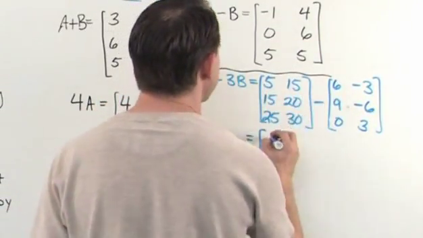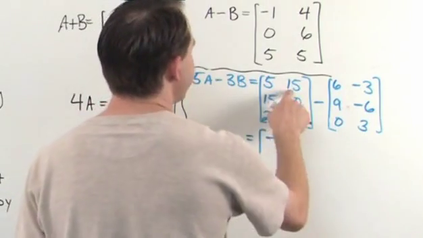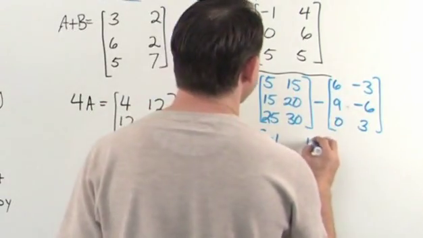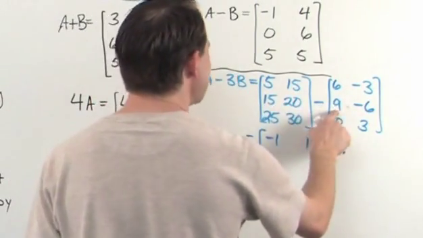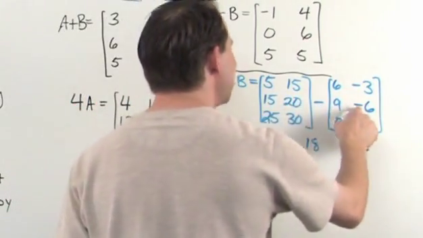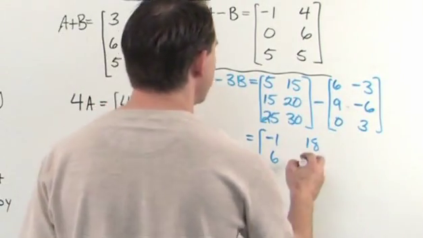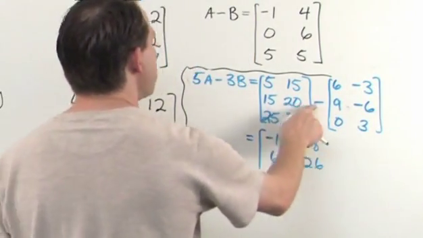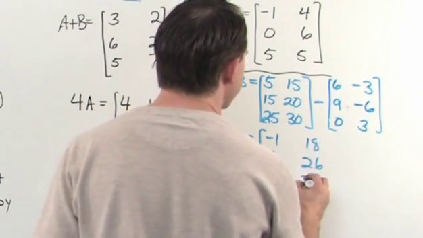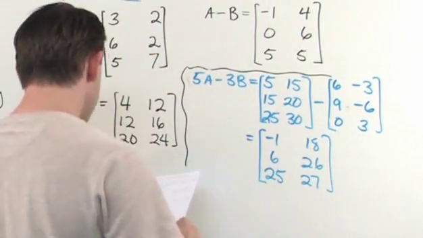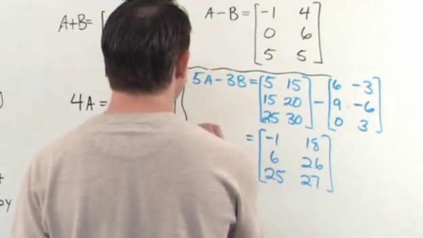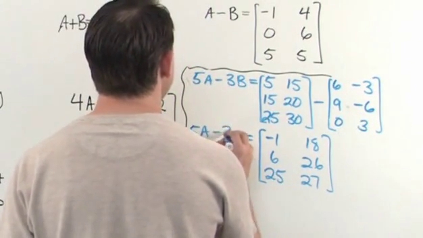Okay? So let's go element by element. 5 minus 6, negative 1. 15 minus a negative 3 is the same thing as 15 plus 3, which is 18. 15 minus 9, I think you can be convinced, is 6. 20 minus a negative 6 is the same as 20 plus 6, which is 26. 25 minus 0 is just going to be 25. And then 30 minus 3 is going to be 27. Okay, so that's the answer. Negative 1, 18, 6, 26, 25, 27. So basically you go element by element at the end. So the answer to this, 5a minus 3b.